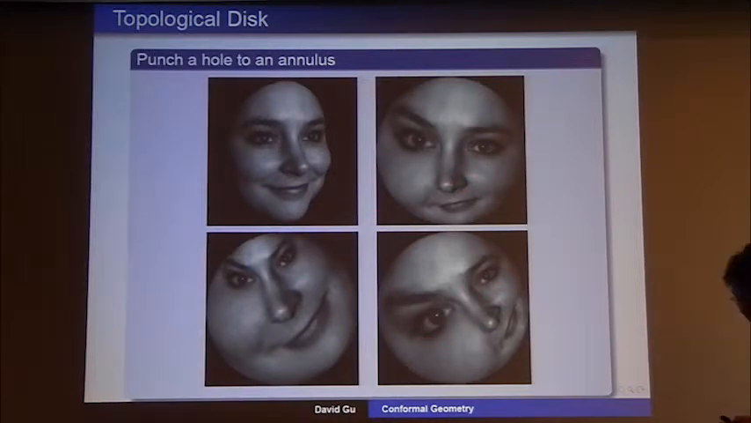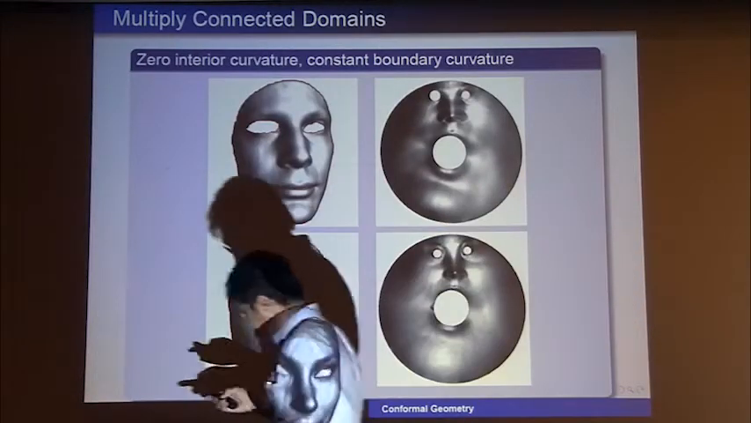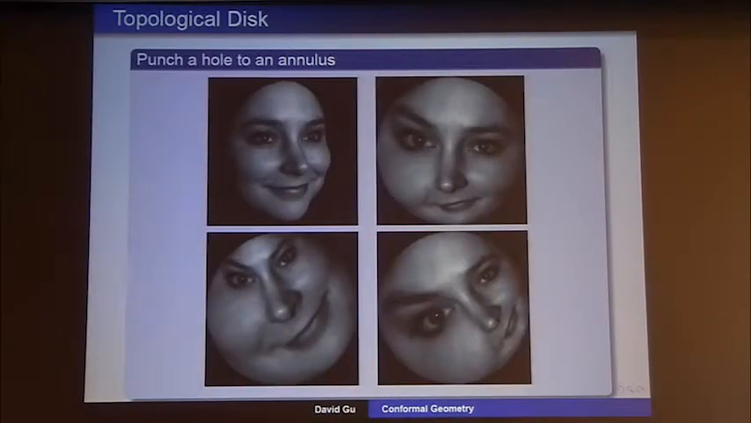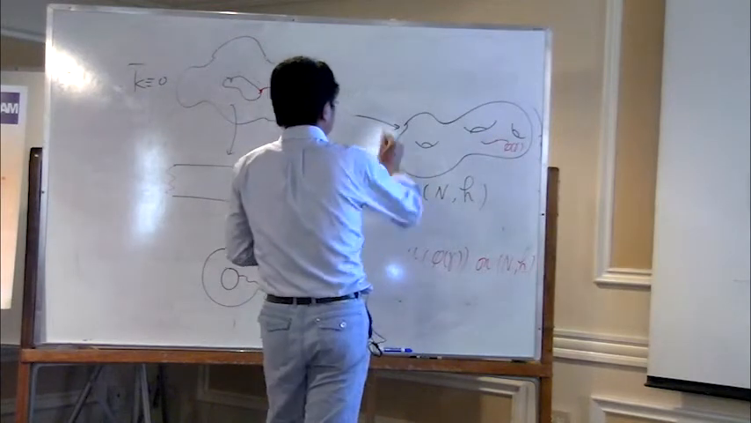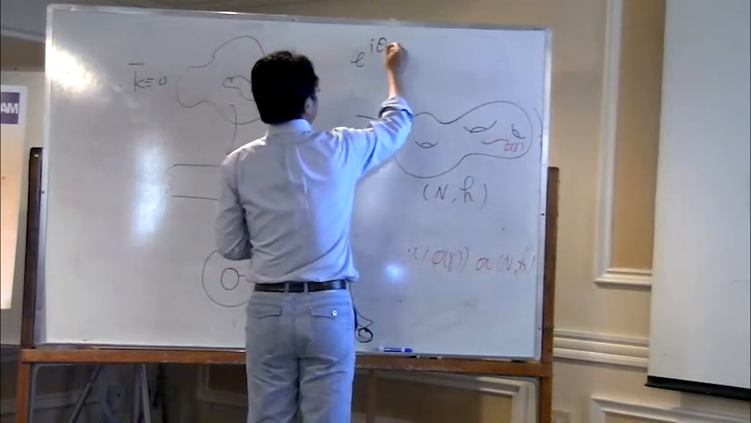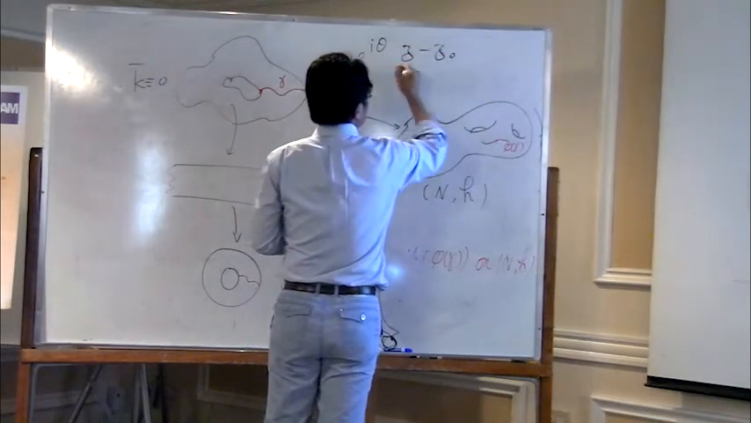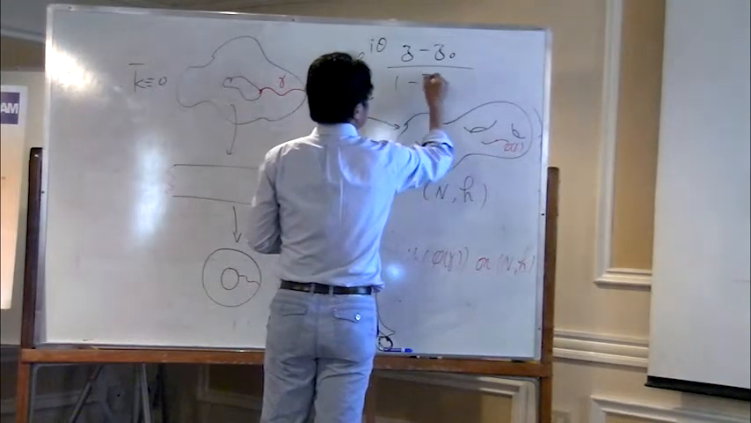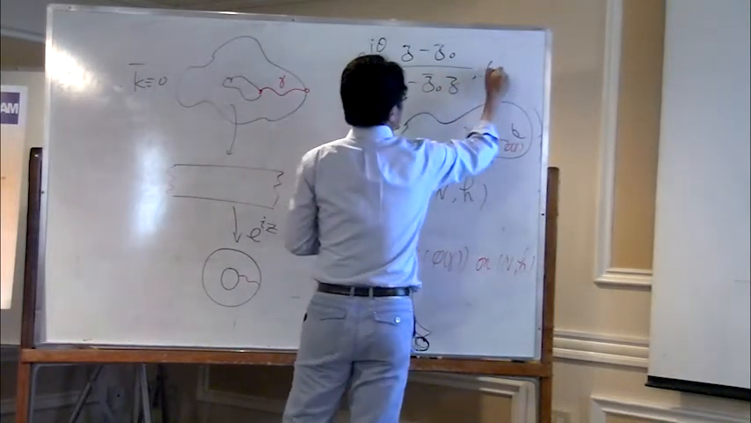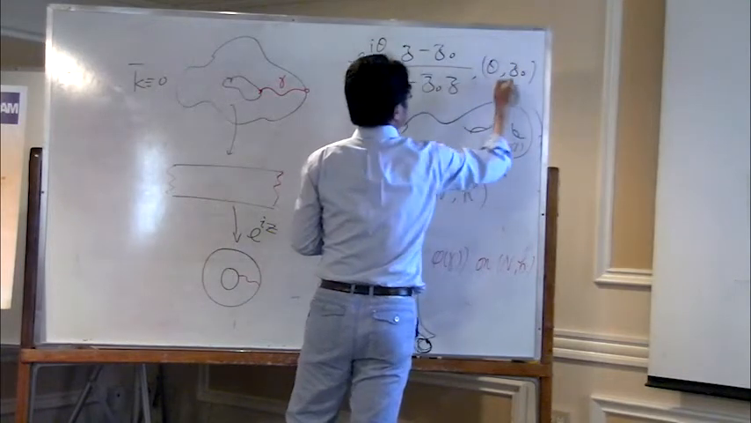And here the Mobius transformation has a closed form, which can be written down as e^{i theta} (z minus z0) over (1 minus z0 bar z). So here theta and z0 are the parameters.